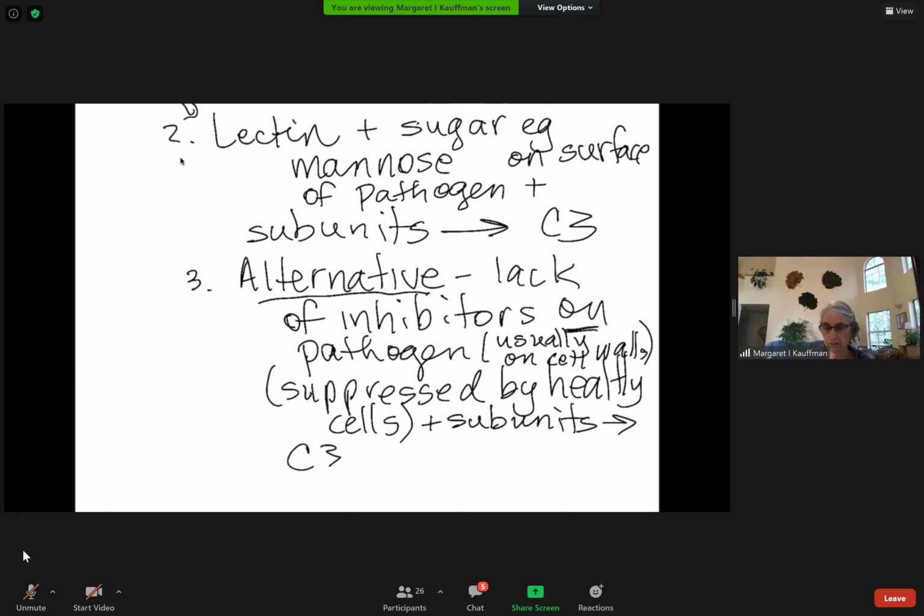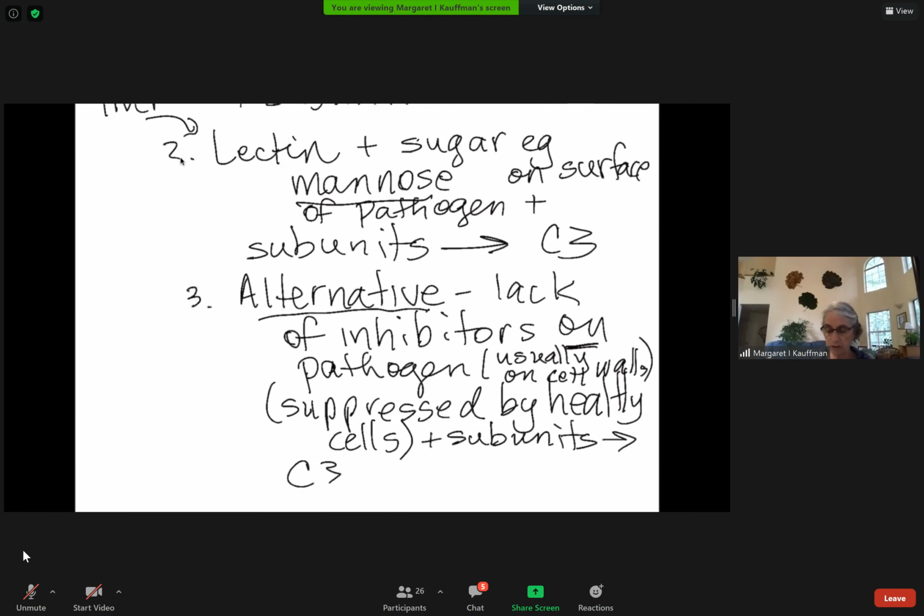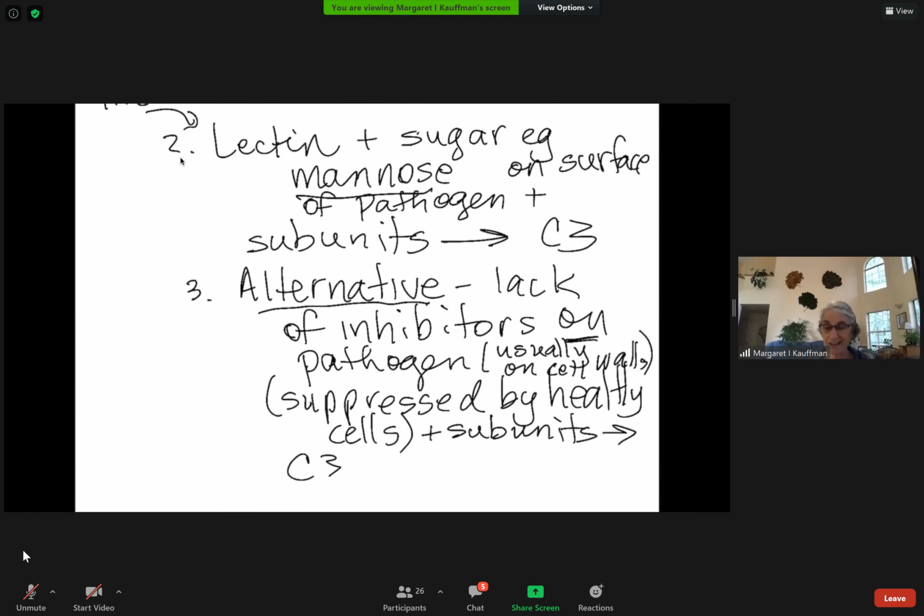Similar with the alternative. Now, the alternative is the least specific. It's not looking for any particular antigen, like the classical one needs the antigen. This one needs mannose to be there. This one doesn't need anything to be there. It just needs a lack of something. And why would it have an inhibitor? Well, these microorganisms are evolving alongside us, and so they try to suppress C3 activation, and therefore complement activation. So complement is a really powerful part of your innate response, and it's very effective.